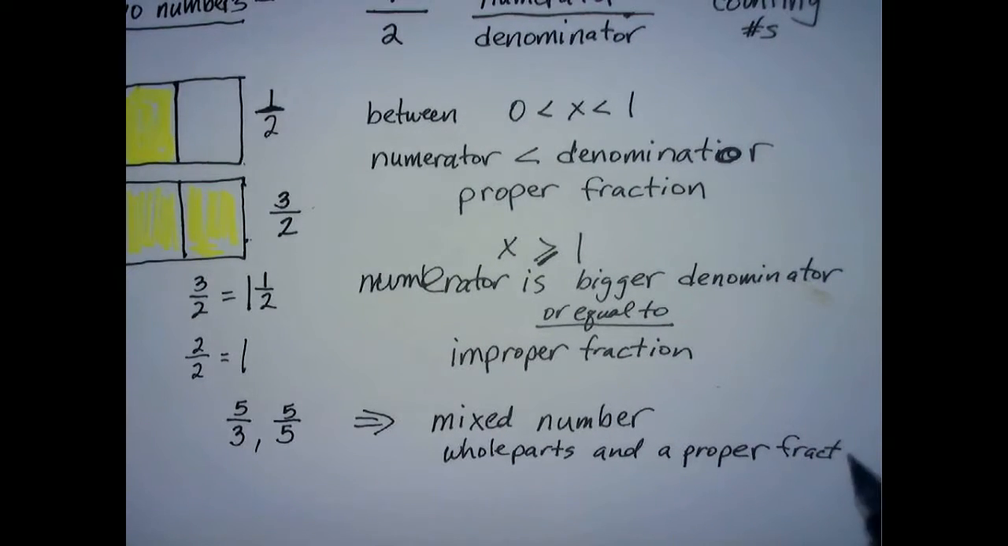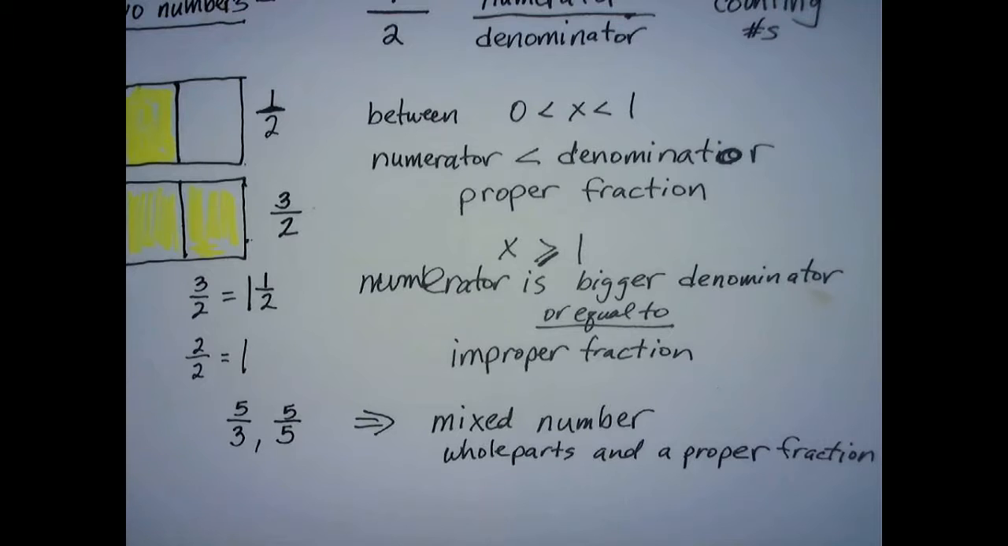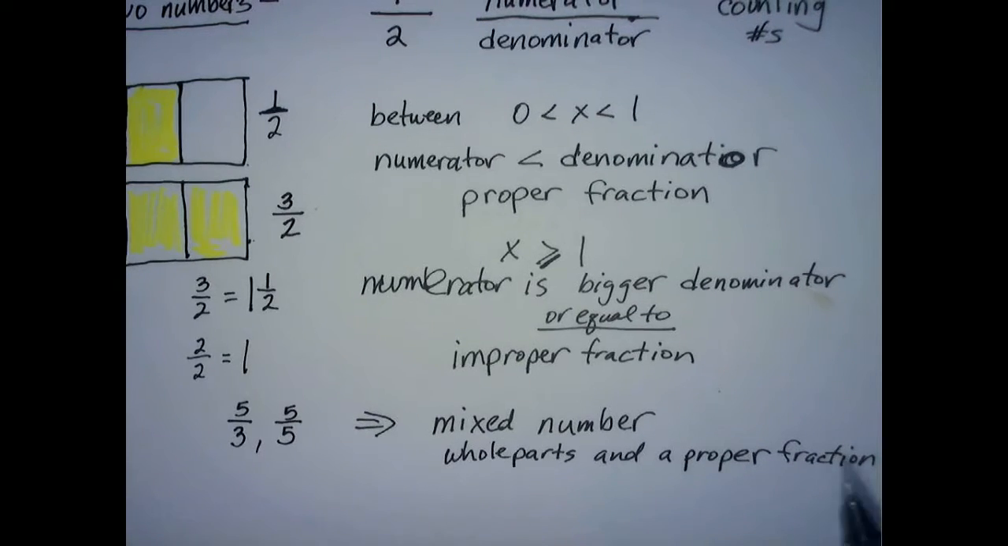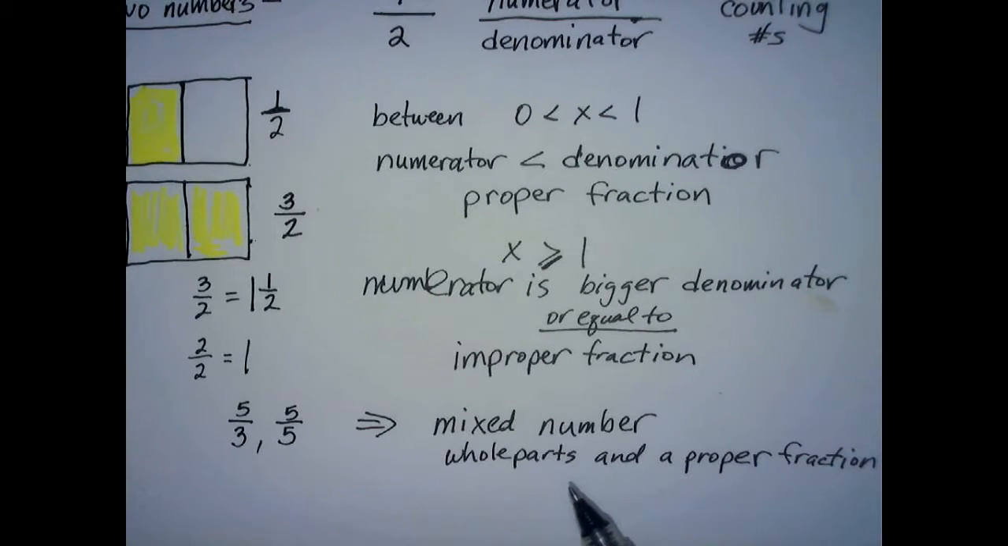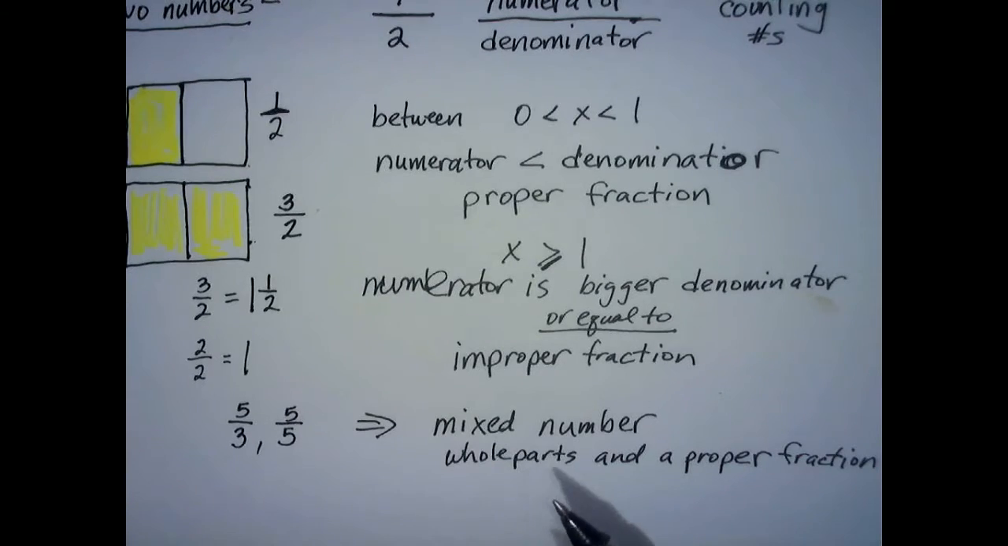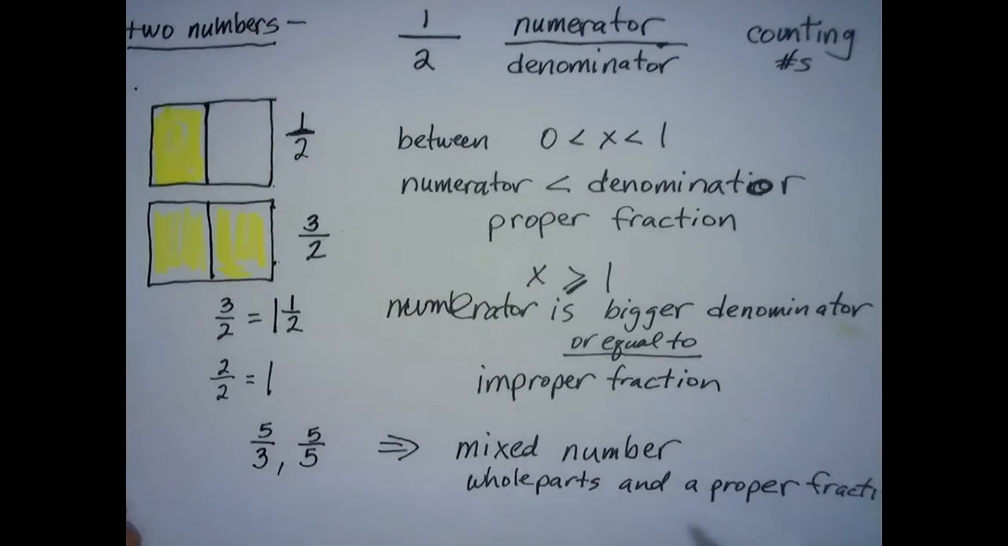All right, so the next part, we're going to convert back and forth between mixed numbers and improper fractions. That's the first topic. We're not going to worry about reducing and simplifying and adding yet. We're going to do that in a minute. But first, we're going to convert between mixed numbers and improper fractions.